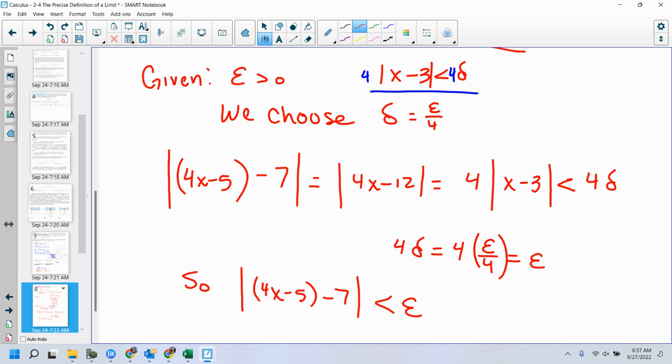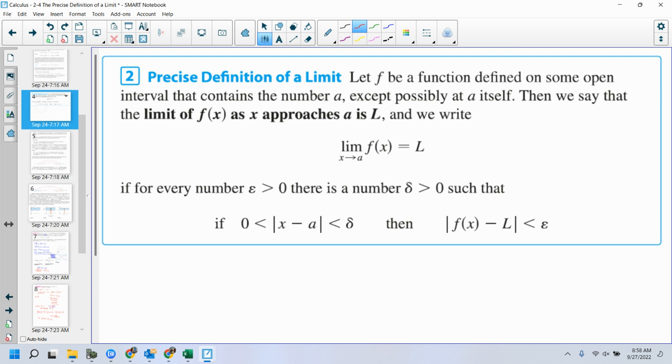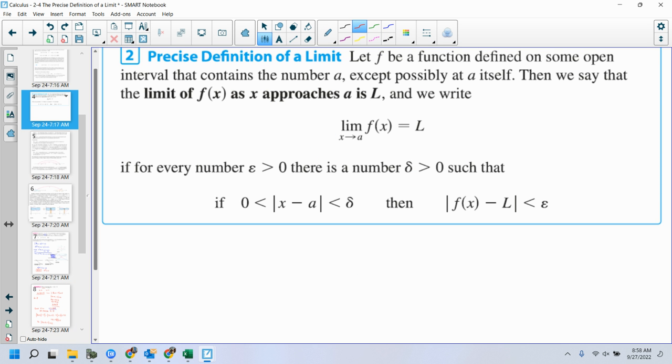And that's the end result of our proof. That's like our final statement of the proof. Because what did we want to show? We wanted to show that the difference between the output of the function and the true limit is going to be less than epsilon. That's the end result of the precise definition of a limit, right? That's what you want to show. You want to end the proof every time with the absolute value of the function minus L less than epsilon.